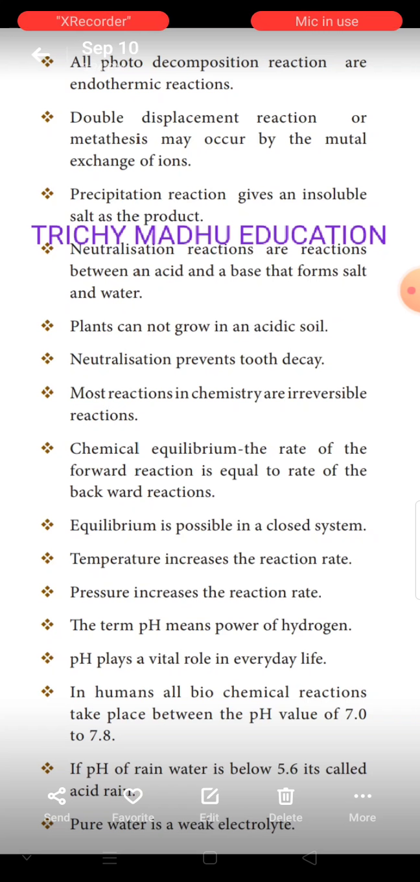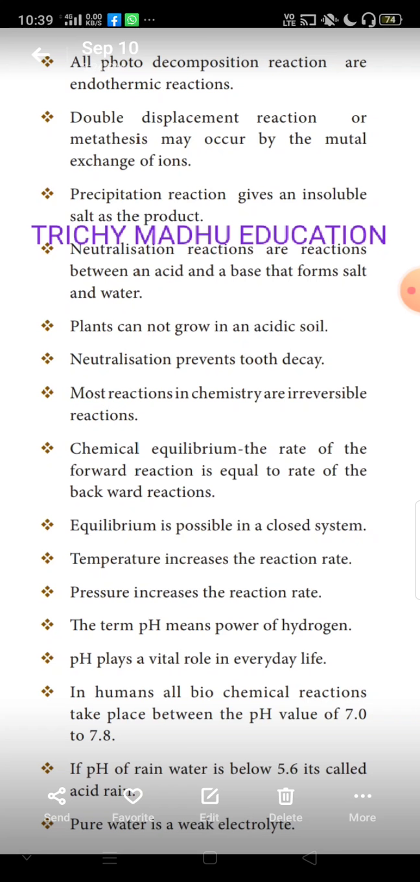Chemical equilibrium: the rate of the forward reaction is equal to the rate of the backward reaction. That is called chemical equilibrium. Equilibrium is possible in a closed system. Temperature increases the reaction rate. Pressure increases the reaction rate. The reaction rate can be increased by increasing the temperature and pressure.